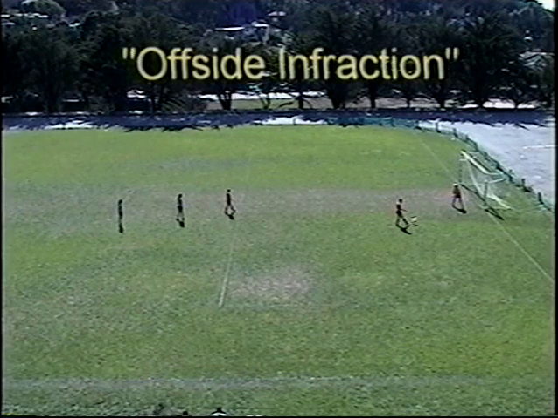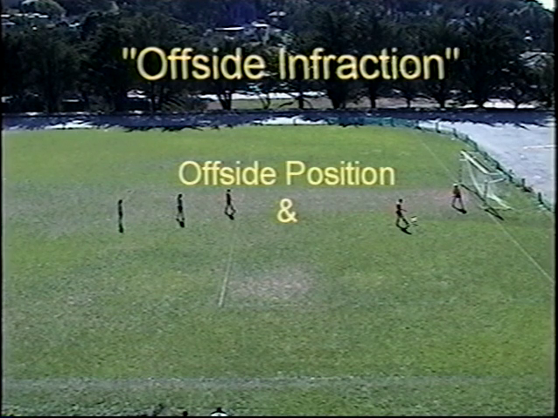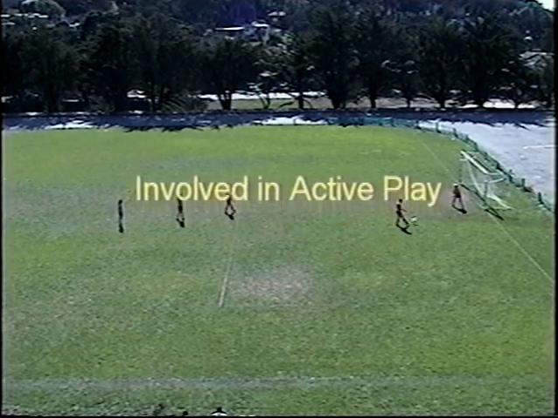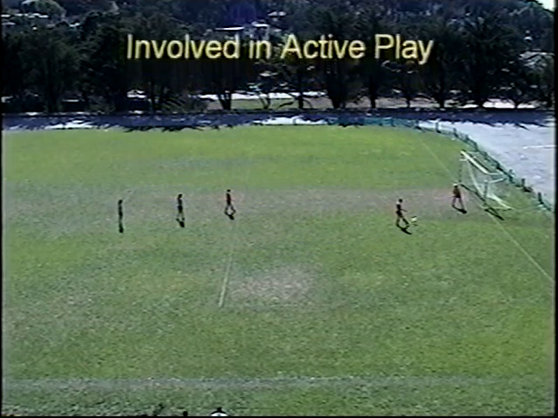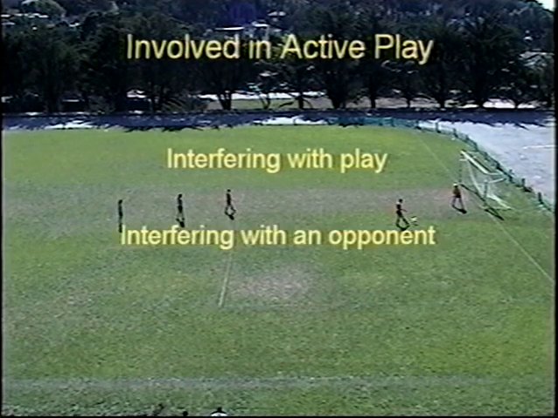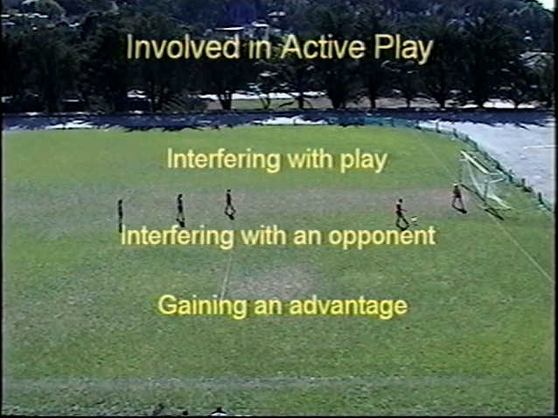We started by covering the two requirements necessary to being called offside. First, being in offside position, and second, being, in the opinion of the referee, involved in active play. Now let's take a closer look at the concept of being involved in active play. According to FIFA rules, there are three ways to be involved in active play. First, by interfering with play. Second, by interfering with an opponent. And third, by gaining an advantage by being in offside position. We will use these terms as we examine further examples.